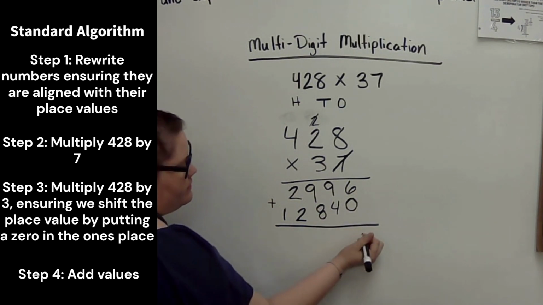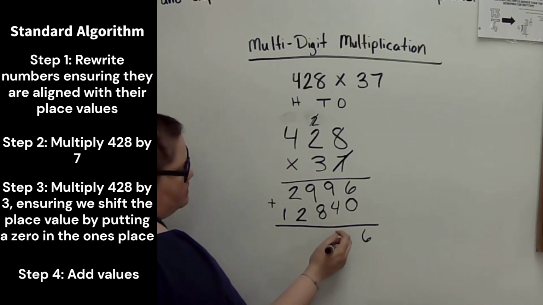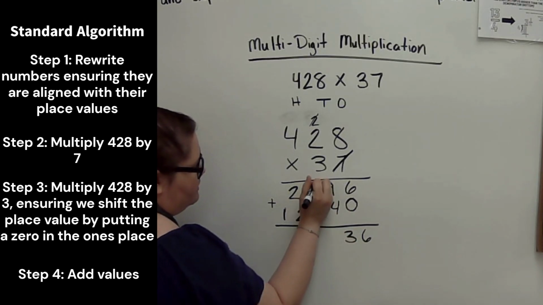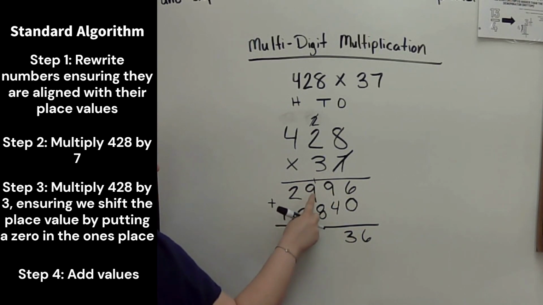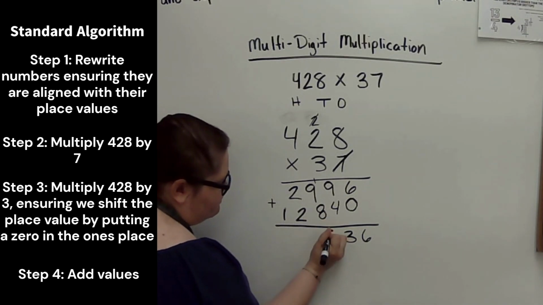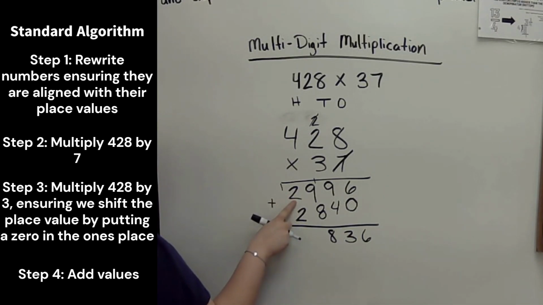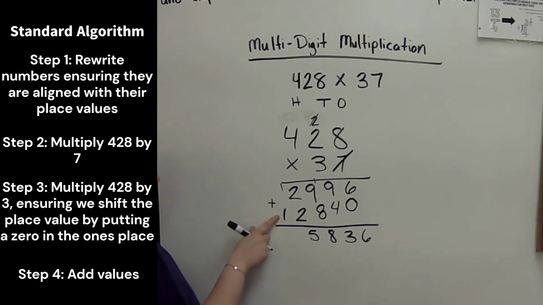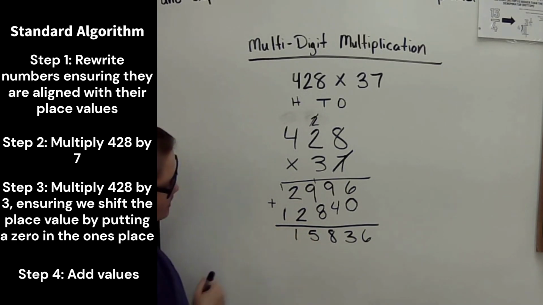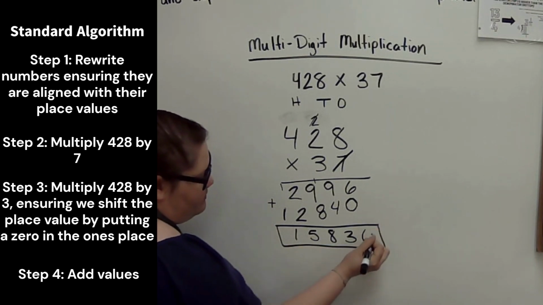So 6 plus 0, 9 plus 4, carry my 1, 1 plus 9 plus 8, carry my 1, 1 plus 2, and my last number, I'm bringing down 1. And that's my final answer.